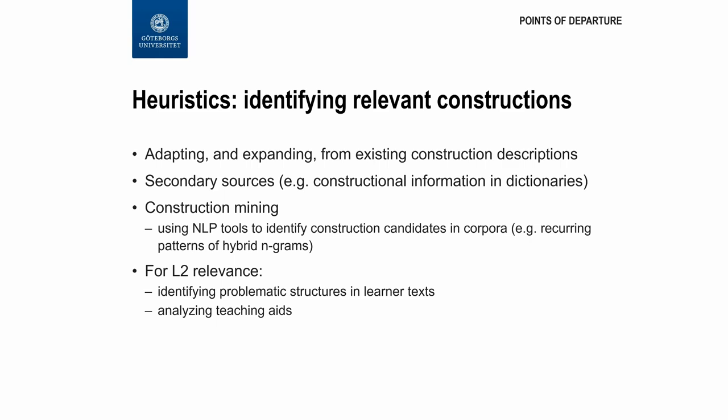And then, since we wanted to find constructions that are relevant for L2 education, we did that from two sides. On the one hand, we look at learner texts to see what constructions they're having problems with, and then we should cover them. And we also look at textbooks and teaching aids. Presumably, the students are supposed to comprehend and read those texts. And of course, there are difficulties with the vocabulary and the content and all of that, but there are also grammatical constructions in there that you have to be able to process and handle in order to get the contents of the text. So we looked at this from both angles and added the constructions we identified that way.